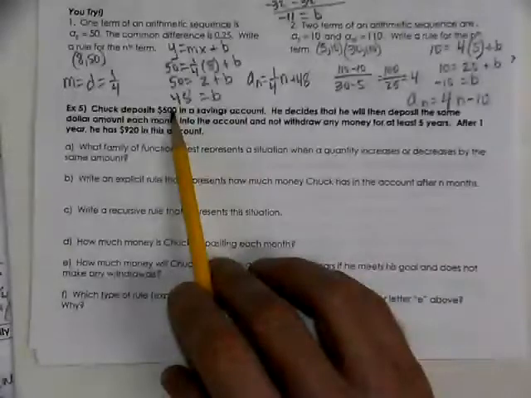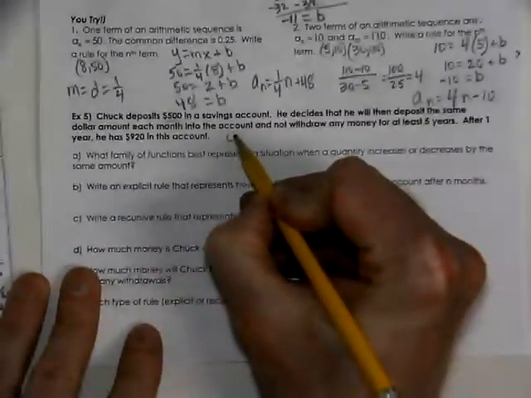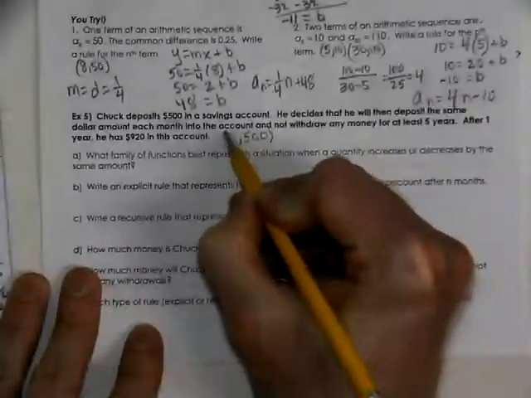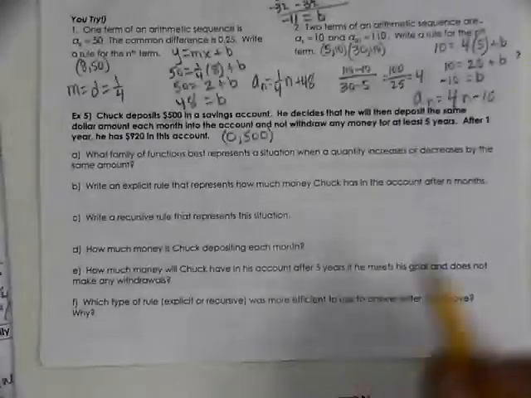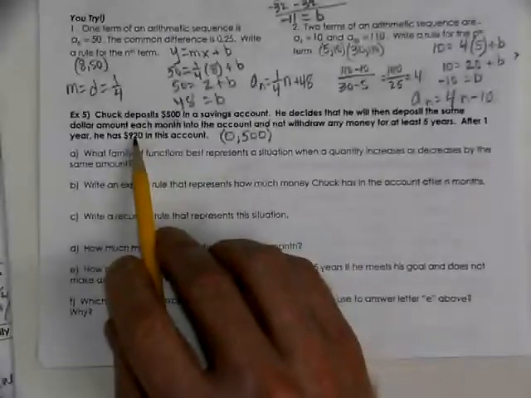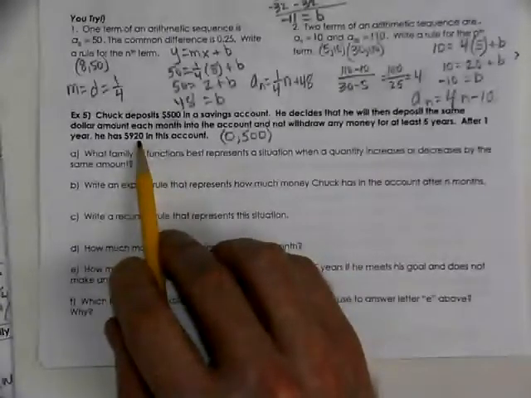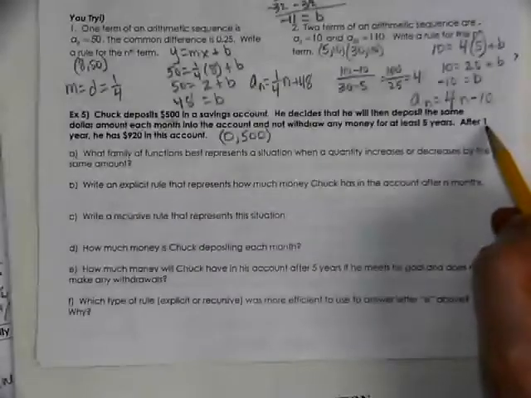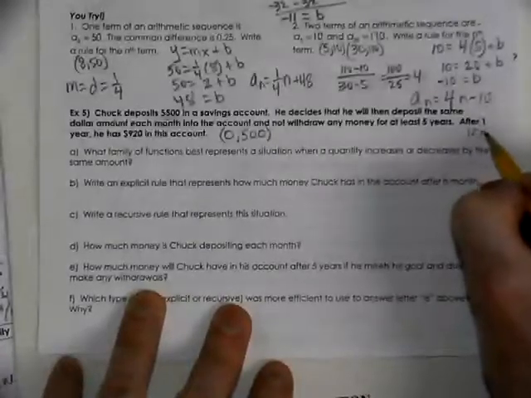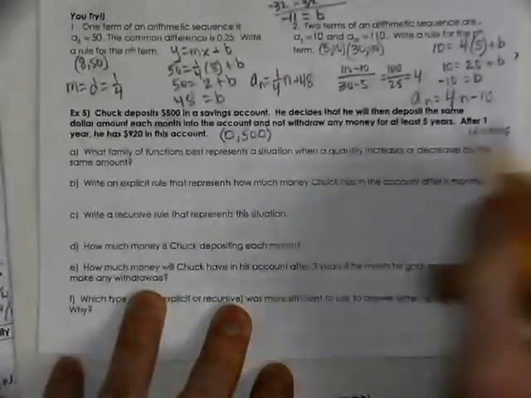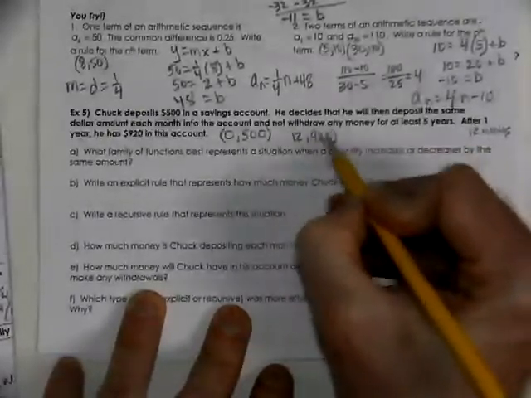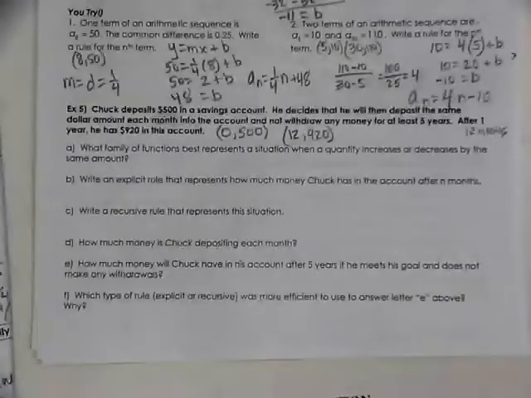So we're starting with $500. So at 0 months, we have $500. After 1 year, we're going to have $920. This is 1 year. How many months is that? That's 12 months. So at 12 months, after we've deposited some money, we're now going to have $920.